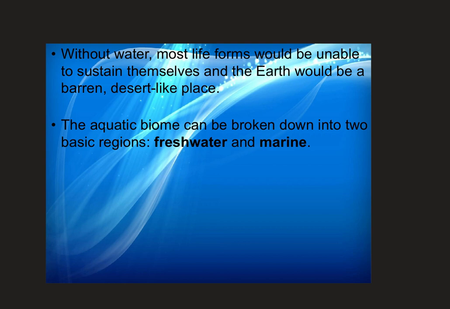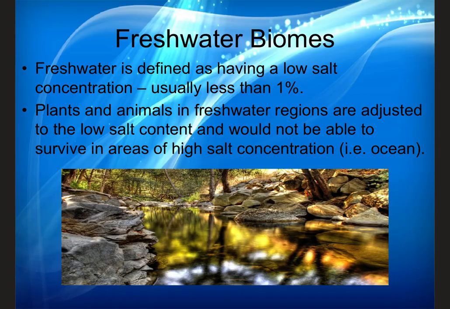Without water, most forms of life would be unable to sustain themselves, and the Earth would be a barren, desert-like place. The aquatic biome can be broken down into two basic regions, freshwater and marine. So in this presentation, we're going to go through freshwater, and then we will look at marine separately. So let's start with freshwater biomes.